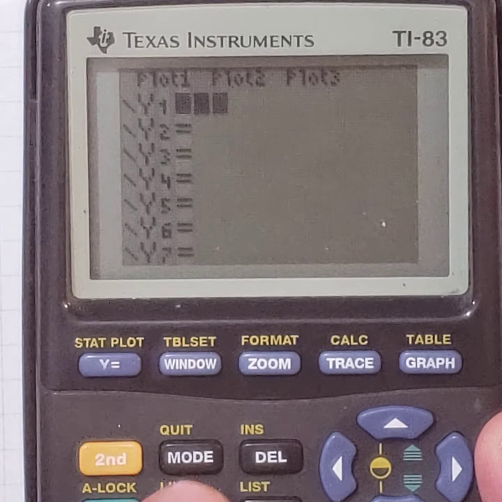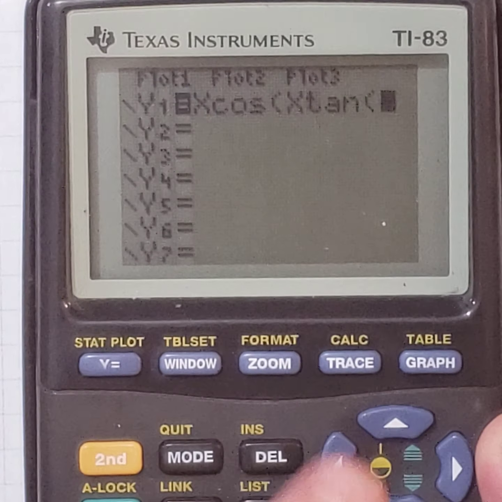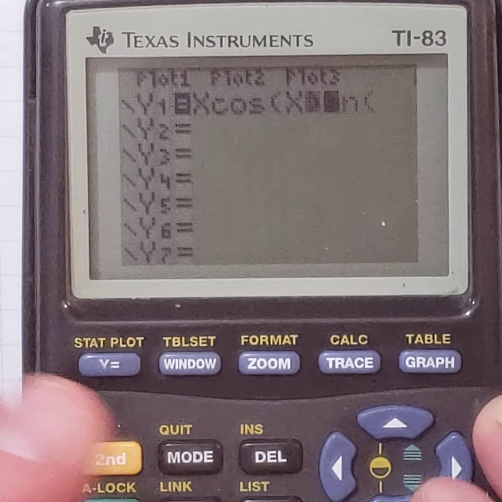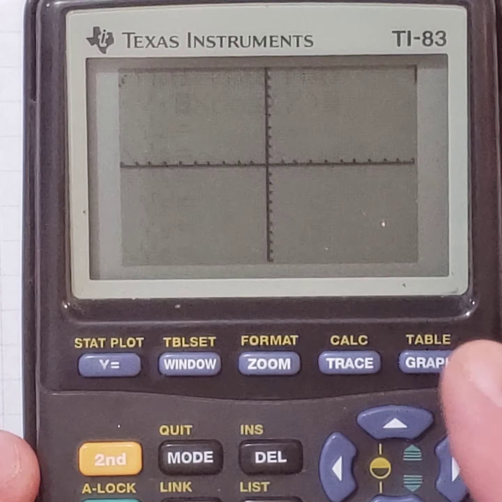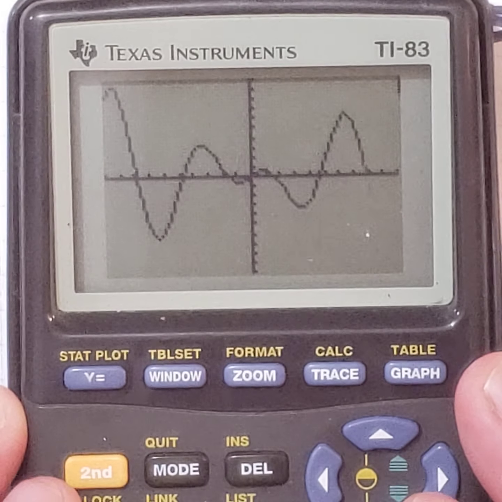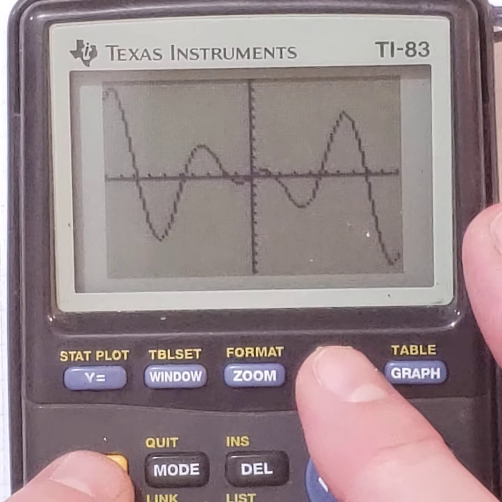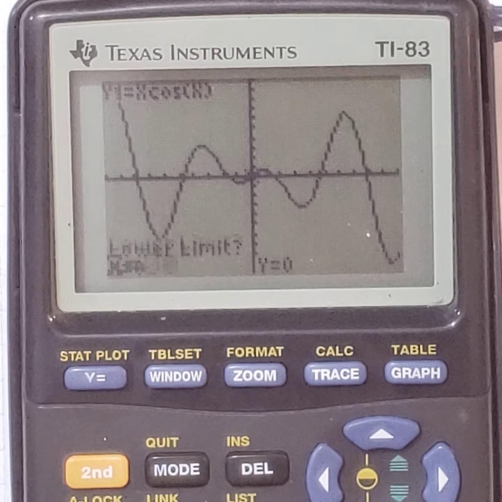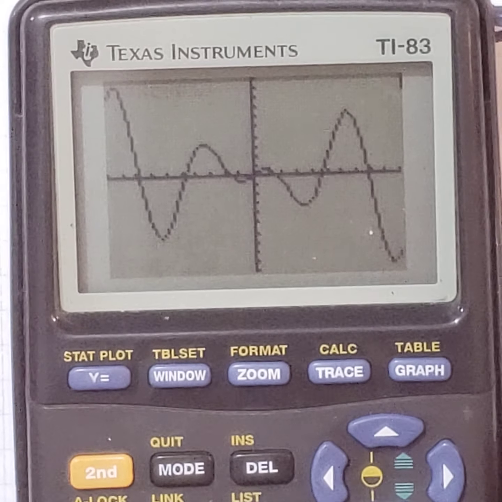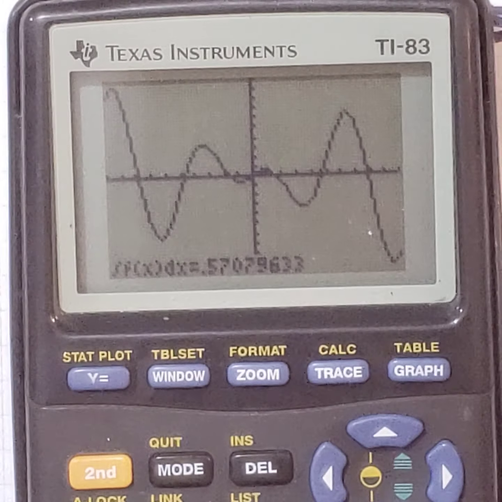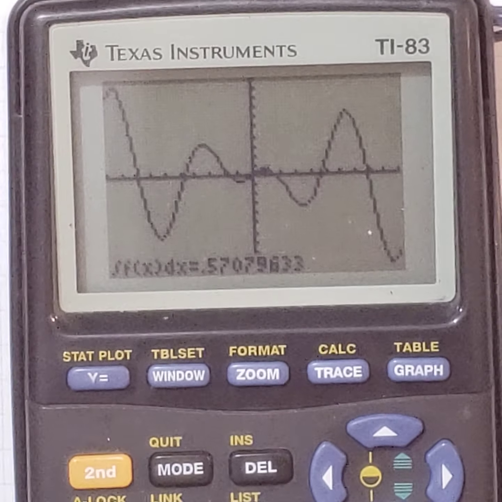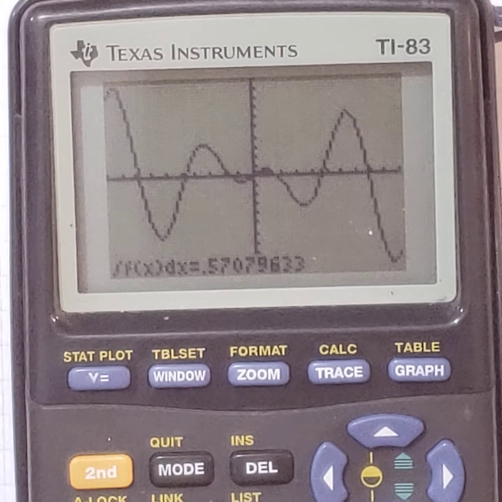We'll just go x cosine x. Oops, I did something wrong. x cosine x, and we're doing the second calc 7 from 0 to pi divided by 2. And that gives us that little shape, which is 0.57. So we have 2 pi times 0.57.